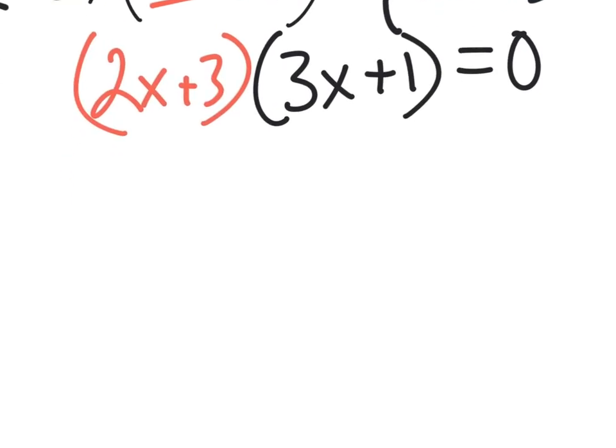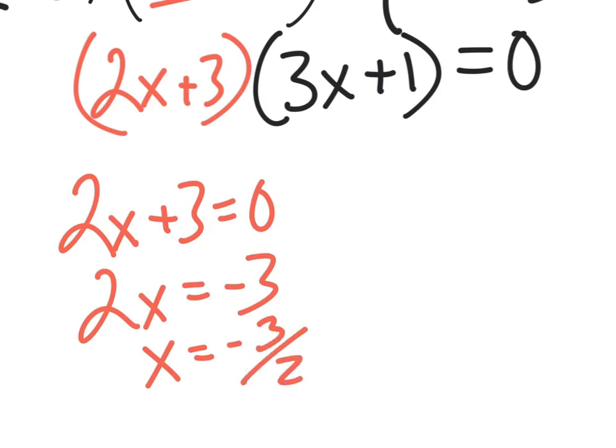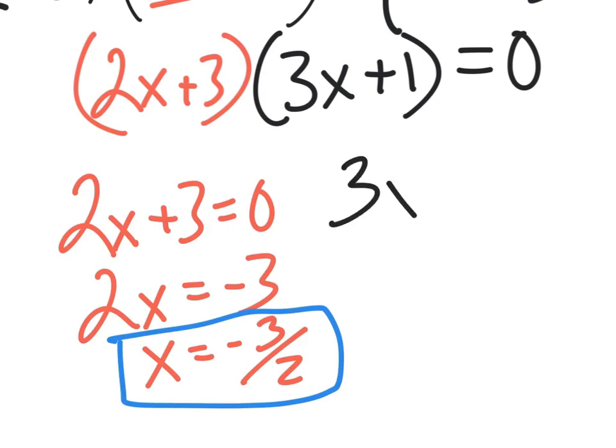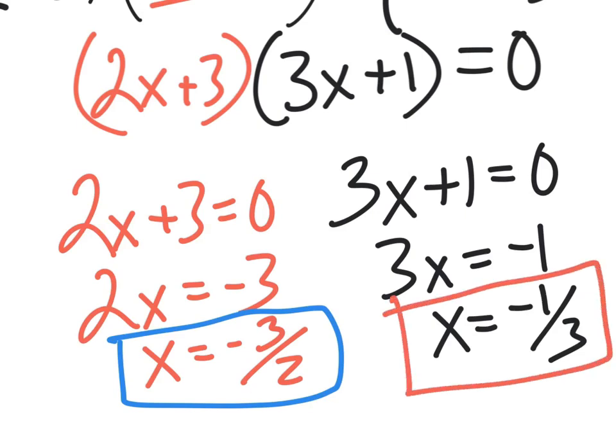And now what we're going to do is set 2x plus 3 equal to 0 because we've got to solve for the roots. When we subtract 3 from both sides, we've got 2x equals negative 3. Then we divide both sides by 2. We've got x equals negative 3 over 2. And that's the first half of the answer. And what about the right side? So it's going to be 3x plus 1 equals 0. 3x equals negative 1 when we subtract 1 from both sides. And then x equals negative 1/3. This is the other half. This is the other root.